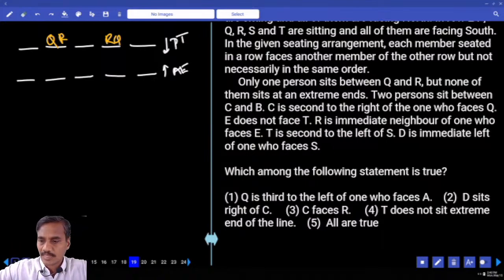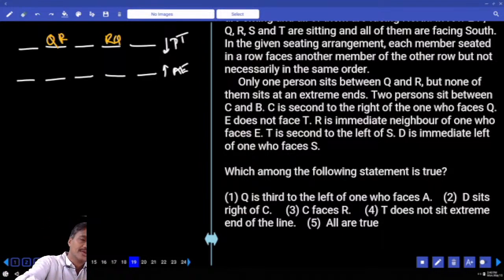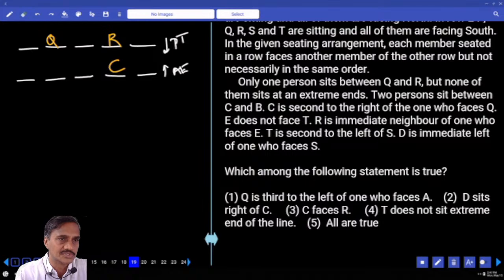Then, two persons between C and B, and C is seated second to the right of the one who faces Q. Now if you take Q at this place, C being seated second to the right of Q is not possible, isn't it? Hence Q cannot be at this place. As Q cannot be here, tell me where is this Q? Q is here, R is here, and C is seated second to the right of the one who faces Q, and Q, R and C must be opposite to each other.